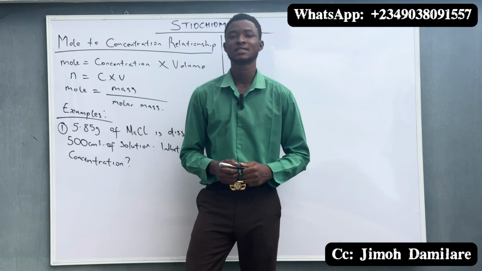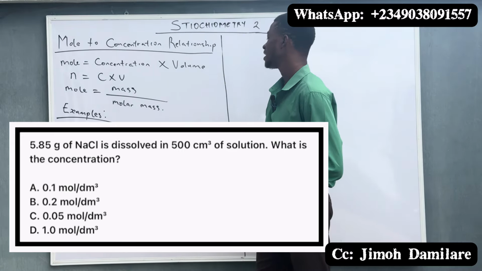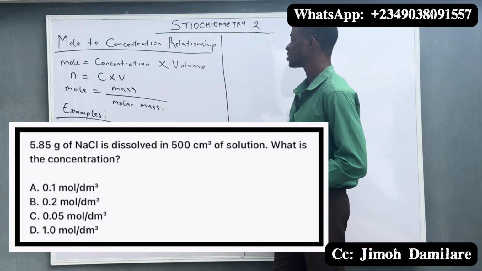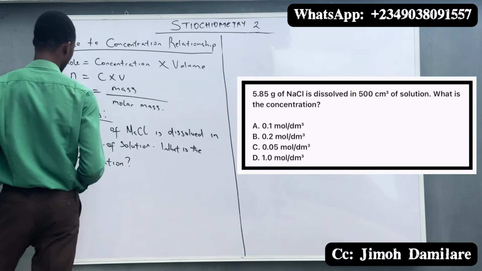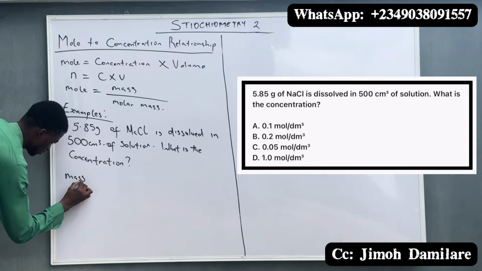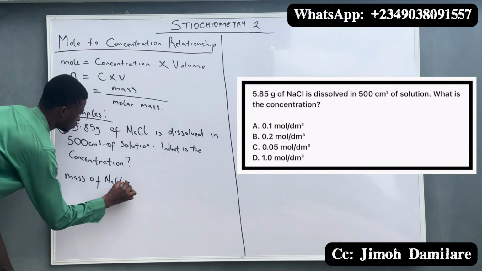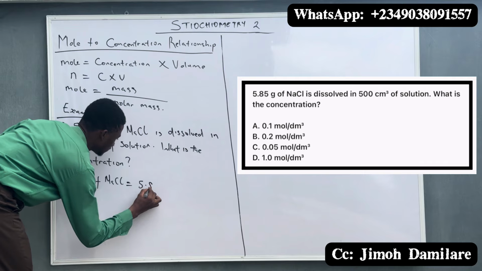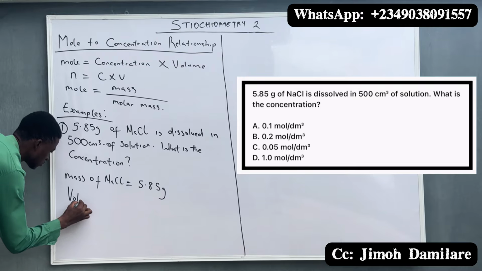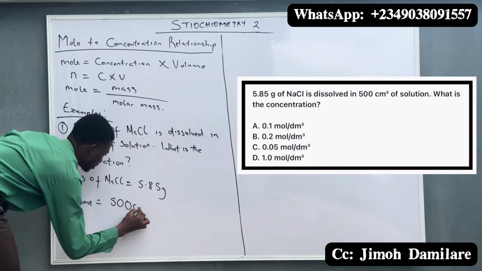And moving to the first example as displayed on the screen, the question says 5.85 gram of NaCl is dissolved in 500 centimeter cube of solution. What is the concentration? So let's write our given parameters. The mass of NaCl is equal to 5.85 gram, and we're also given the volume, which is equal to 500 centimeter cube.